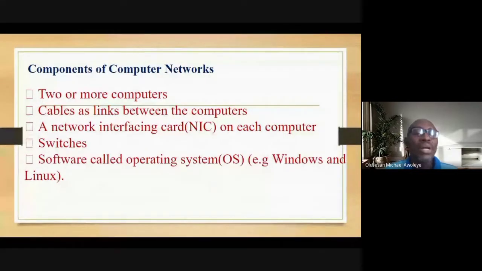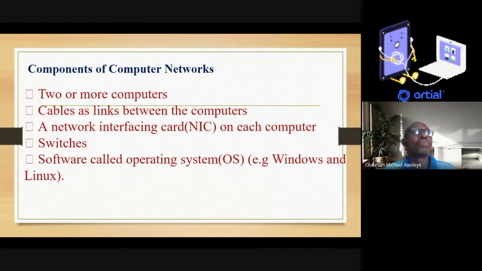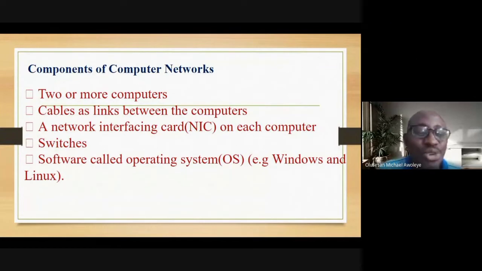Now, what are the components of computer networks? We want to see all the things that you need to network your computers together. Number one, you need 2 or more computers. Before you talk about networking, a single computer cannot network itself. You need 2 or more computers to come together.